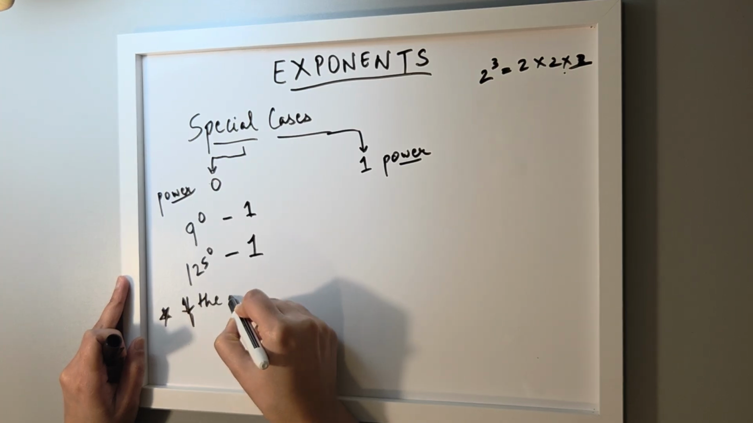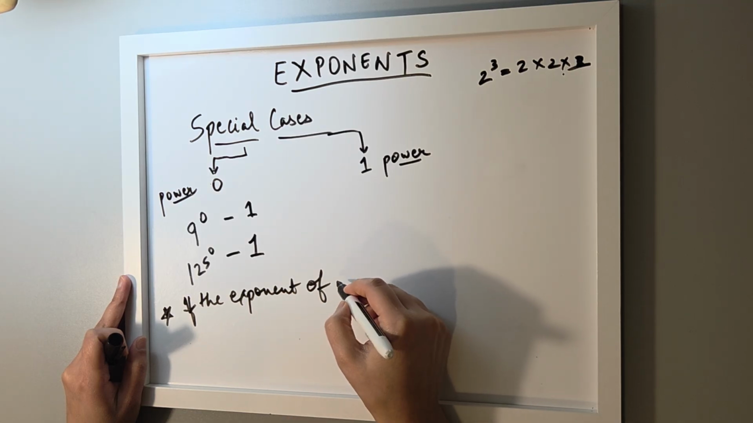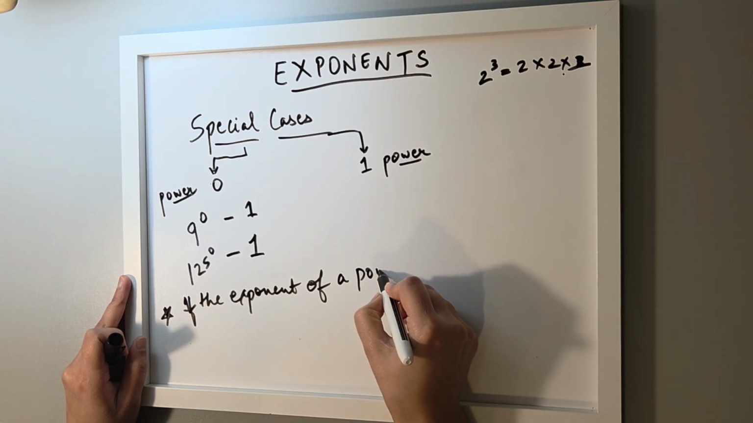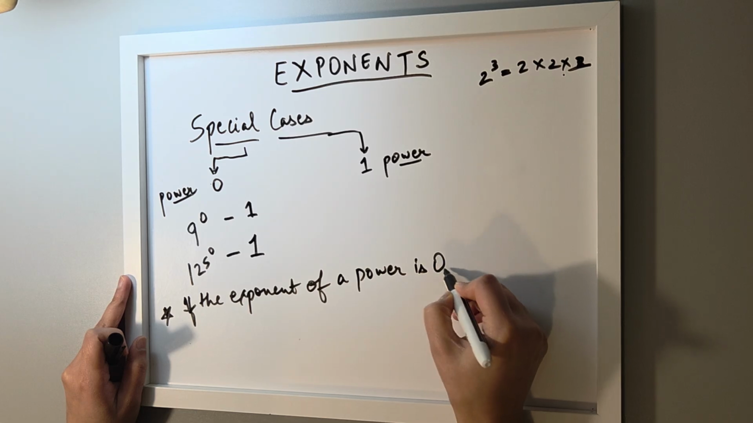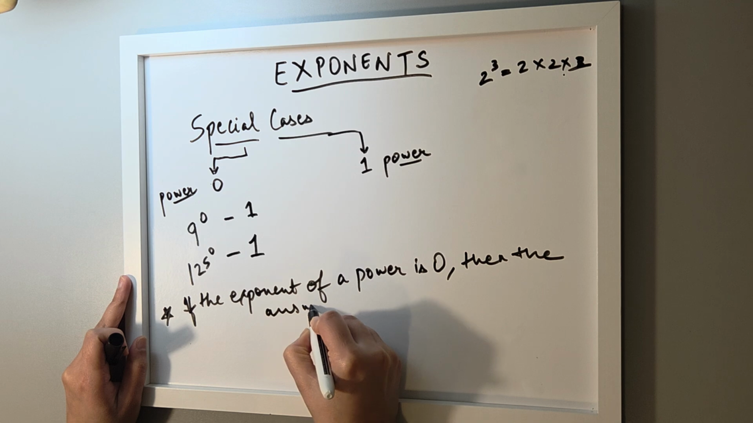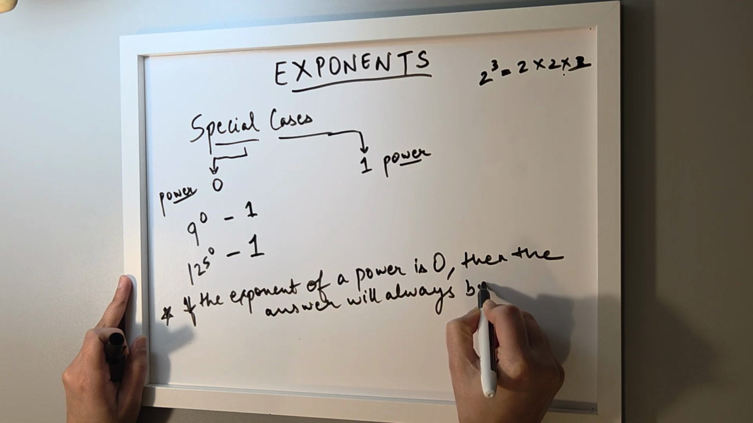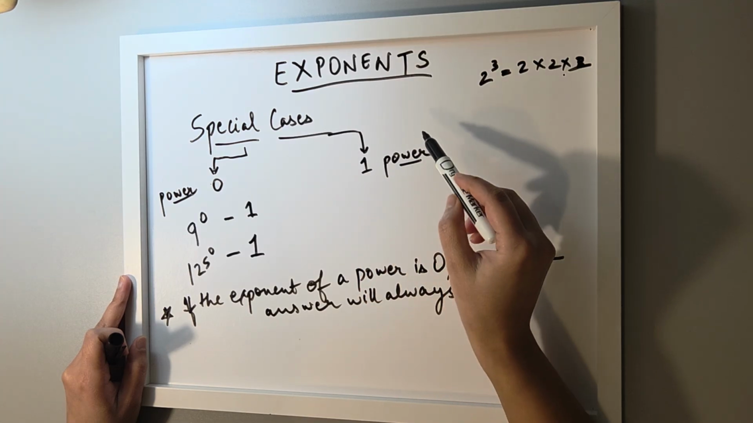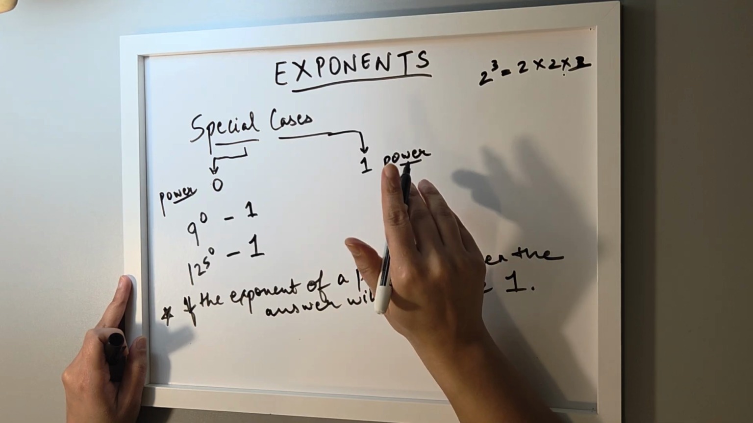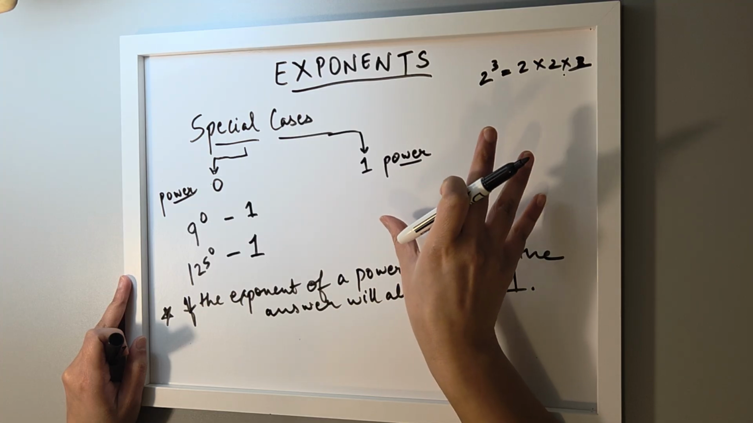So if the exponent of a power is 0, then the answer will always be 1. Okay, and then the special case, the second one, is if anything is raised to the power 1. Okay, so this aligns more with what we've already been studying.